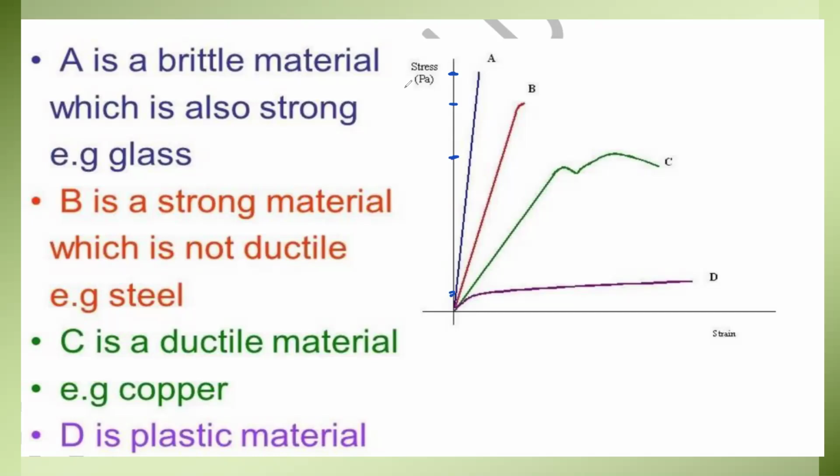What about material B? B is a strong material, which is not ductile. So it is comparatively strong compared to C and D, but it is not ductile. Why is it not ductile? Because it does not deform plastically. That's why it's not ductile. C is a ductile material, as you can see here. And D is a plastic material. Why do we say it's a plastic material? Because it has a greater plastic region than the elastic region. That's why we say it's a plastic material.